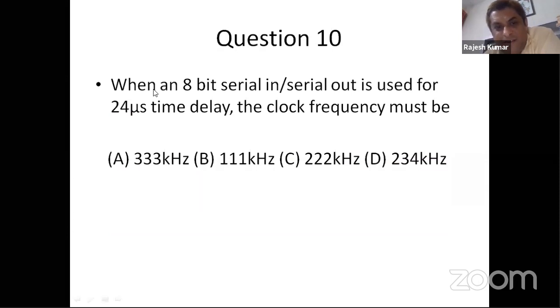Then it's a very simple one, a serial in, serial out, and you can also go for a microprocessor. In microprocessors, you might have studied 8085 or 8086, or some other microprocessors are also there. So it says that when an 8-bit serial in serial out is used for a 24 microsecond time delay, the clock frequency must be, because all digital things run with clocks. The clocks are used to increment the binary numbers. So if you have an 8-bit serial in serial out, and it causes a 24 microsecond time delay, what is the clock frequency? It is 333 kilohertz, 111 kilohertz, 222 kilohertz, or 234 kilohertz.